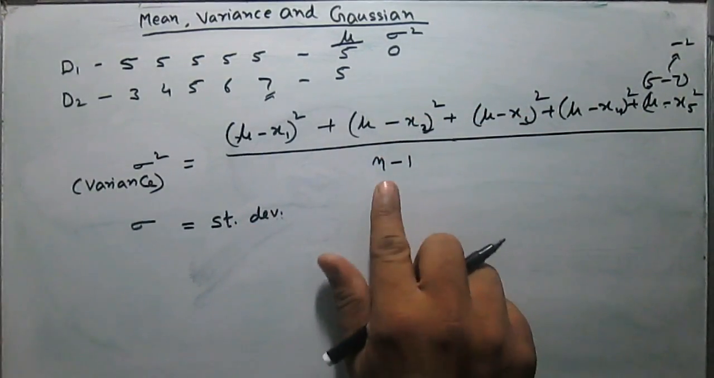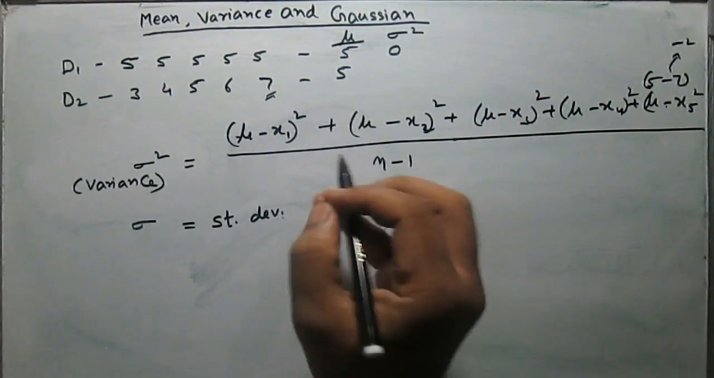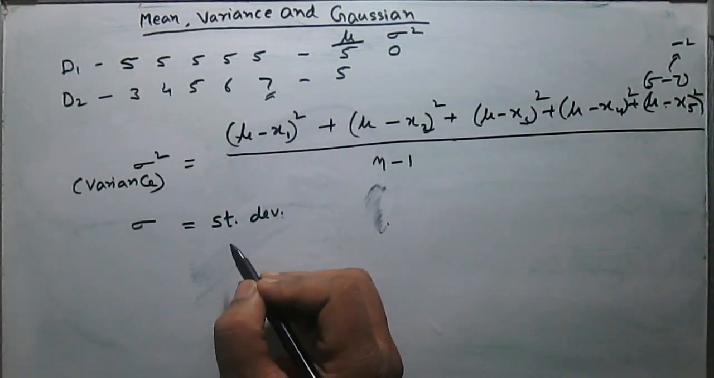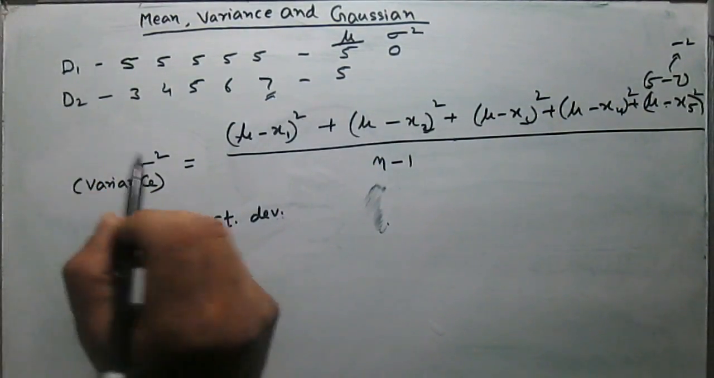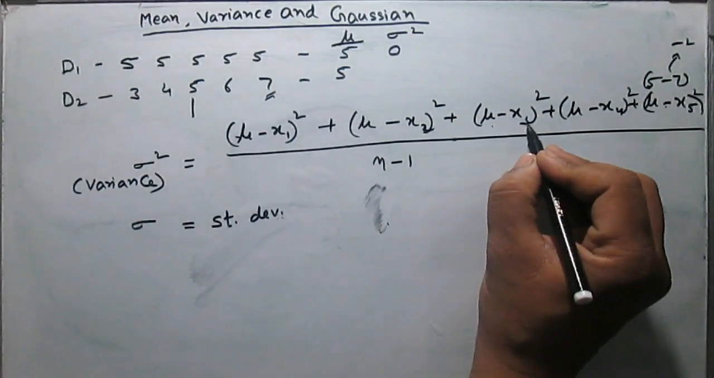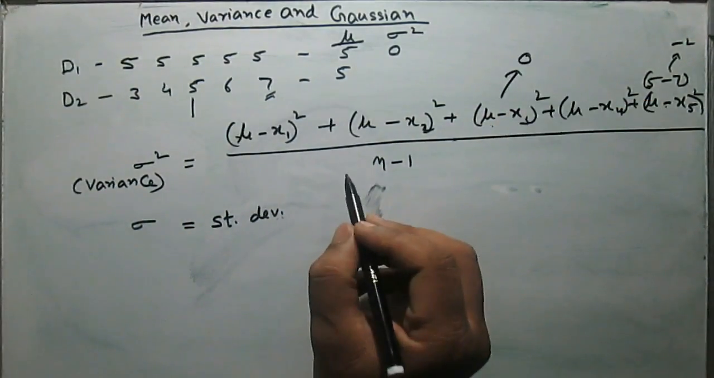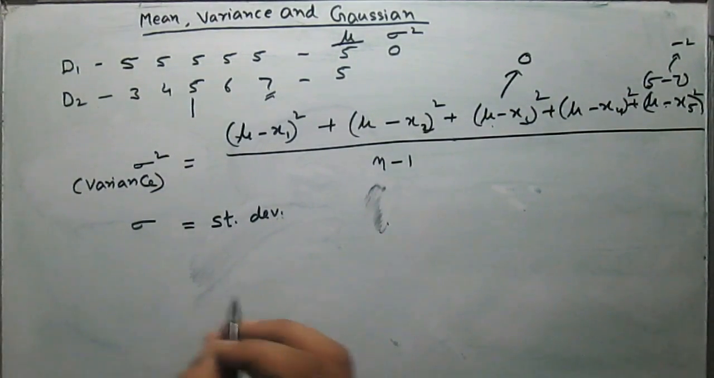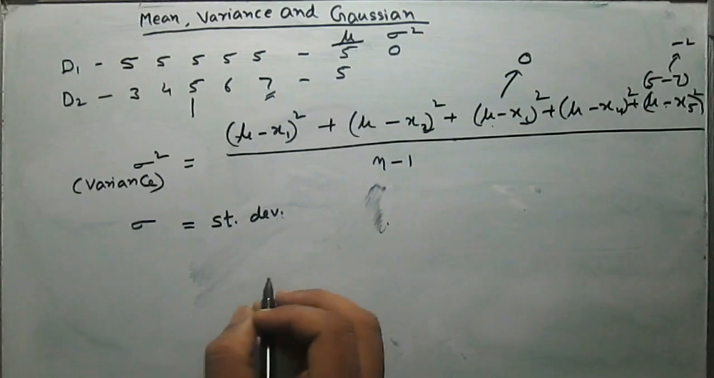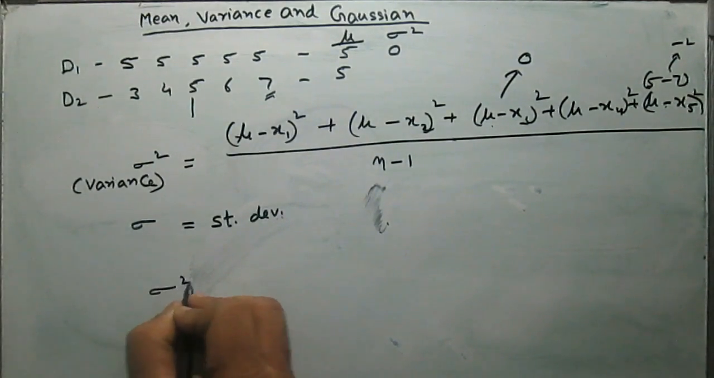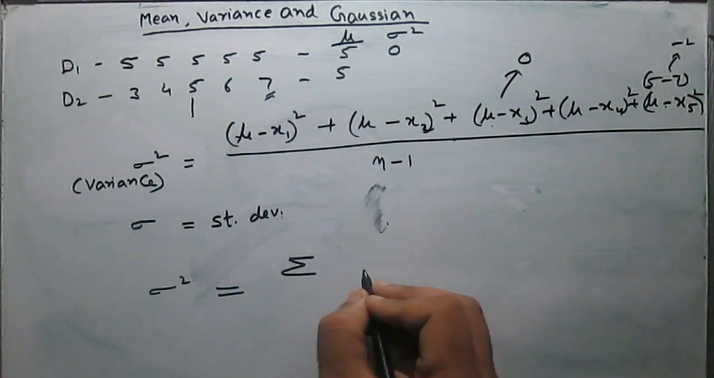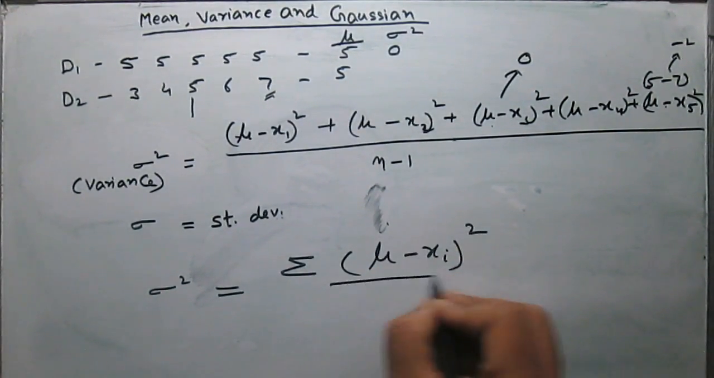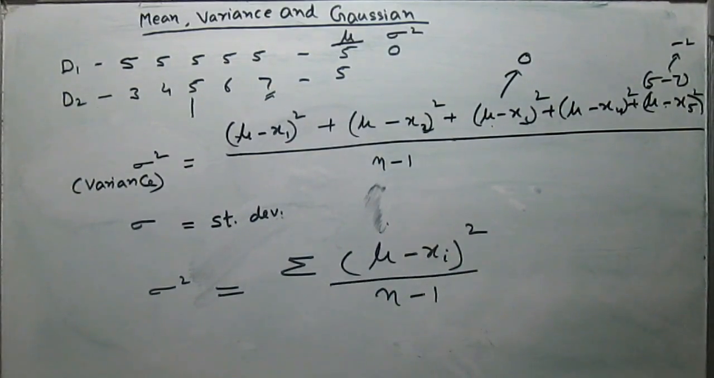We are dividing these values by n minus 1 because at least one of these values will be 0 or very close to 0. For example, in data set D2, the deviation mu minus x3 will be 0. That's why we are dividing this squared sum by n minus 1. We can also write sigma of mu minus xi squared divided by n minus 1.